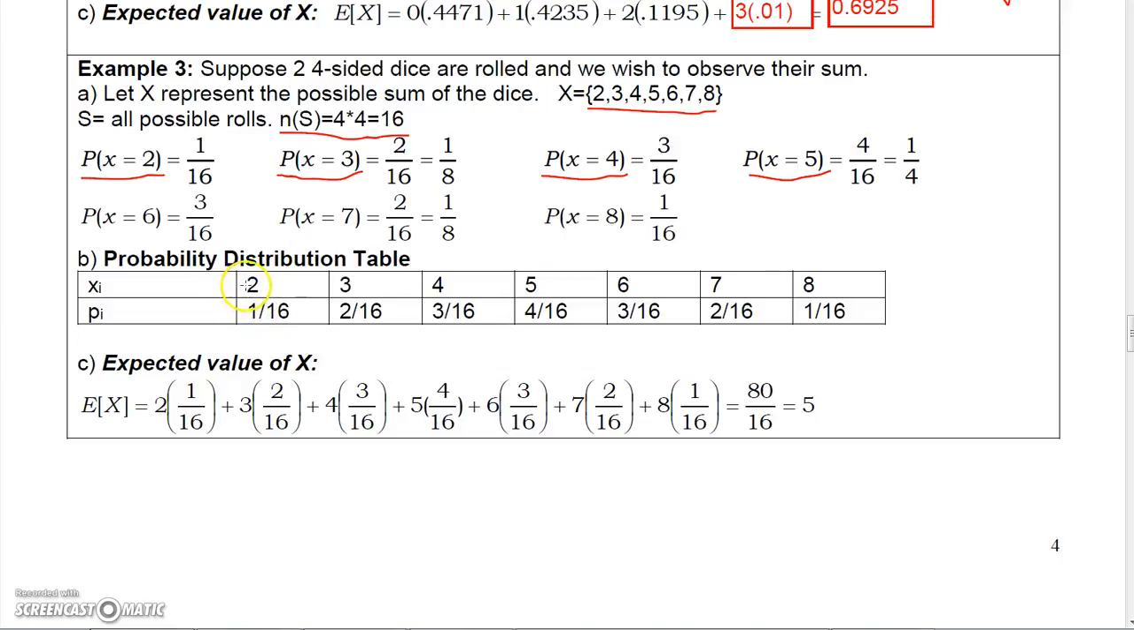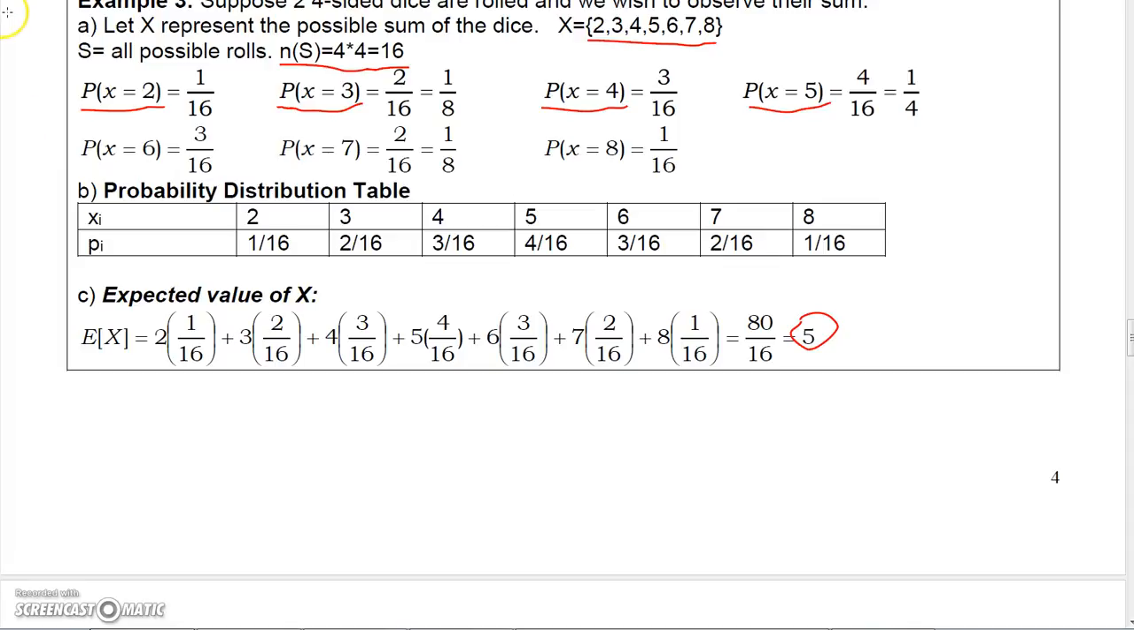Then you put the possible values of X, 2 through 8, in the table. You put the corresponding probabilities below them, and then you multiply each column of the table together and add them all up. Notice when I multiply each of these together and then add them up, I get 80 over 16, which is 5. I kept them all as 16 so I would have a common denominator. So the average sum in the long term, if we did this experiment a bunch of times, we would expect to average a 5.